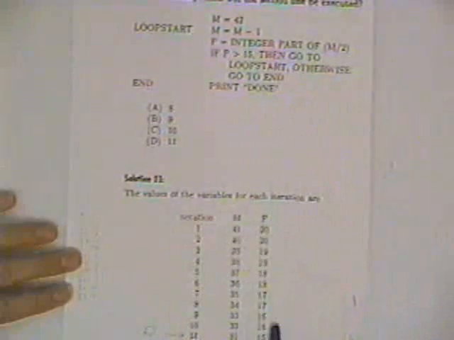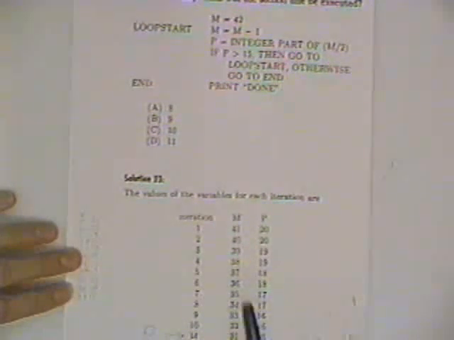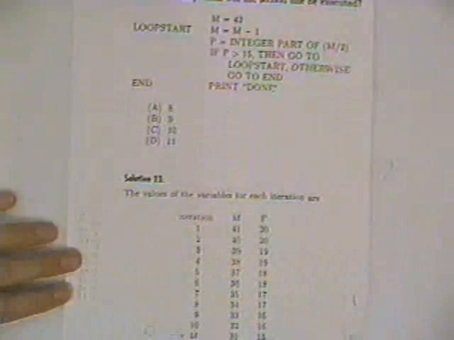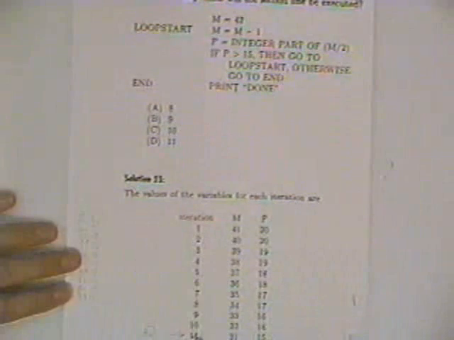So you continue that, moving down until you get to the point where the value of p is equal to 15. At that point, since p is equal to 15, it is not greater than 15, so you exit the loop. So leaving the program, the value of p will be 15, and you will have gone through that loop 11 times. So the answer then would be D, or 11.